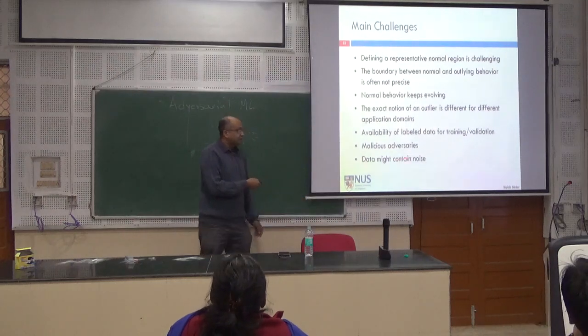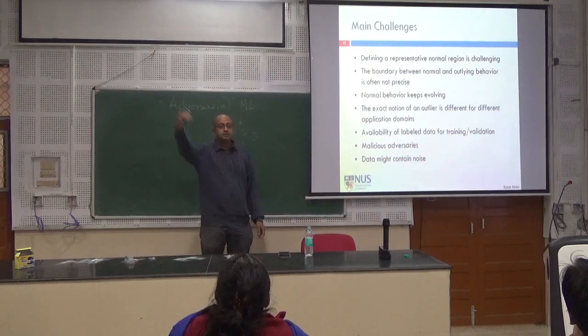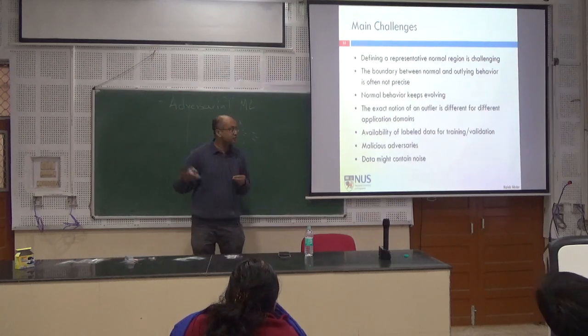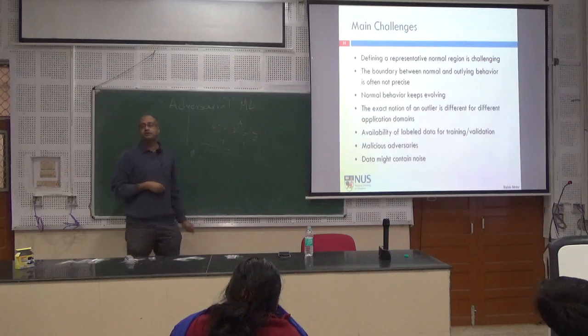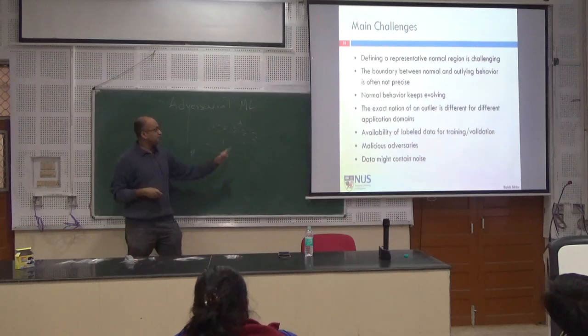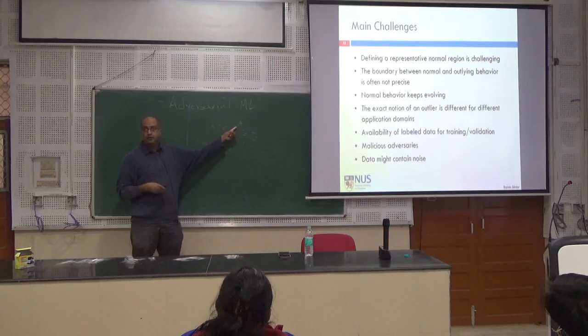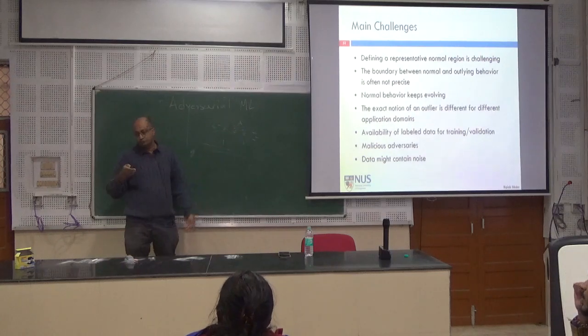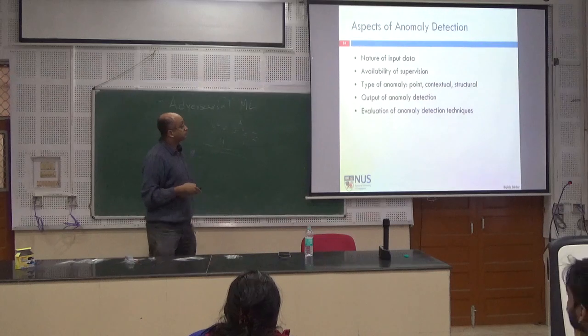And then the data might contain noise. You don't always get the exact data. It may have noise, and because of noise, this might have gone up here. Maybe this is really a normal case, but because of noise in the measurement, it went up here. So how do you know?